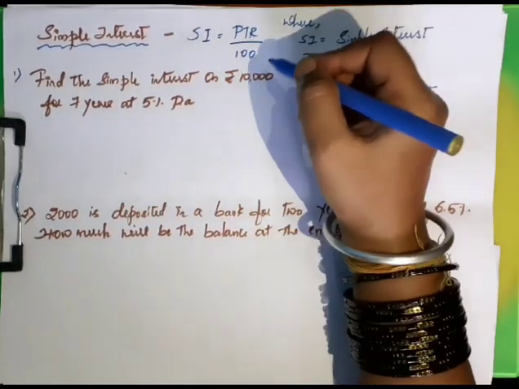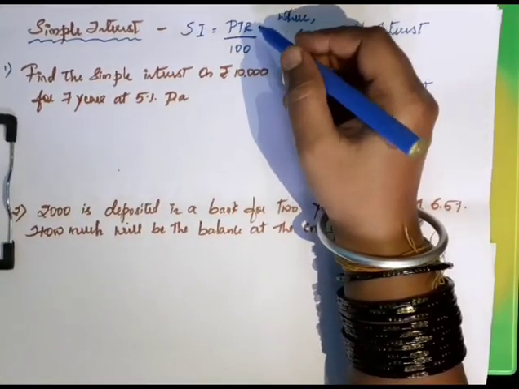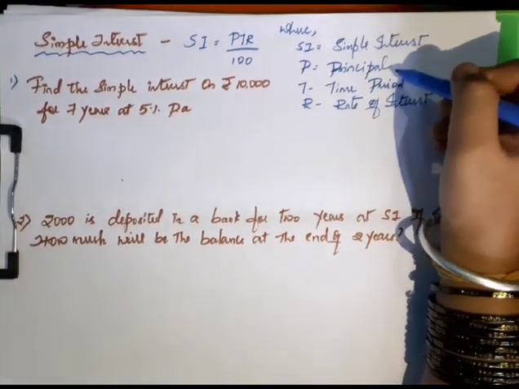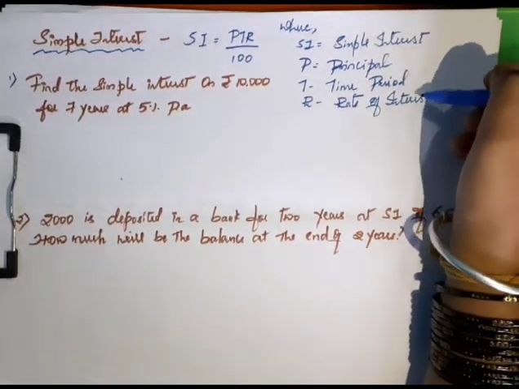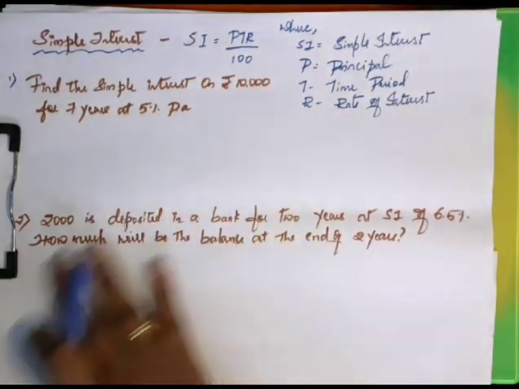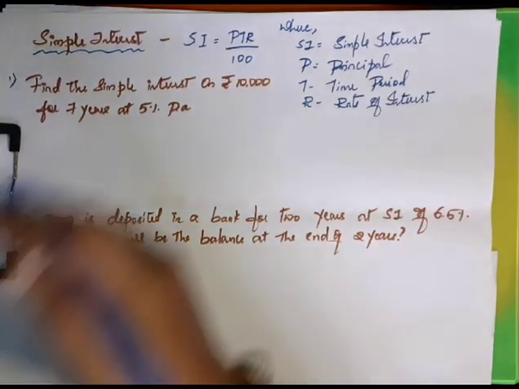Okay, here is the formula to calculate simple interest: SI = PTR divided by 100, where SI stands for simple interest, P is principal, T is the time period, and R is rate of interest. Okay, so here we'll take up the sum.